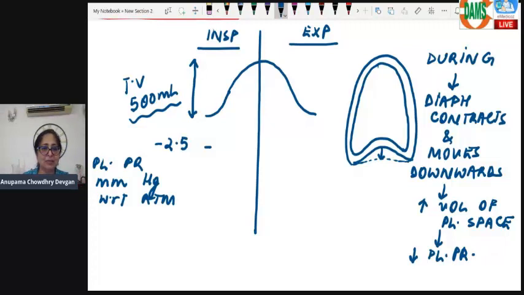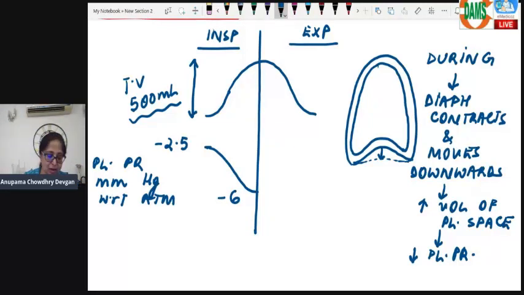So during tidal inspiration, the diaphragm is contracting and moving downwards. The diaphragmatic pleura is also moving downwards. This increases the volume of the pleural space, which reduces the pressure. Pressure is inverse to the volume. As the volume of the pleural space increases, pressure decreases, and this reaches a negative pressure of -6.